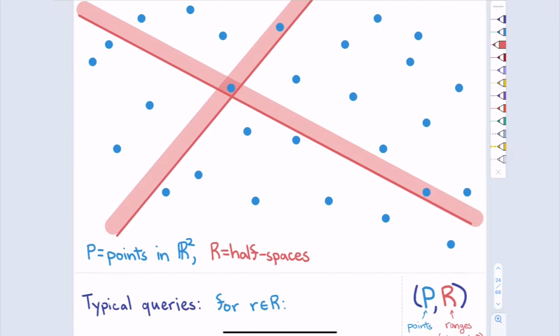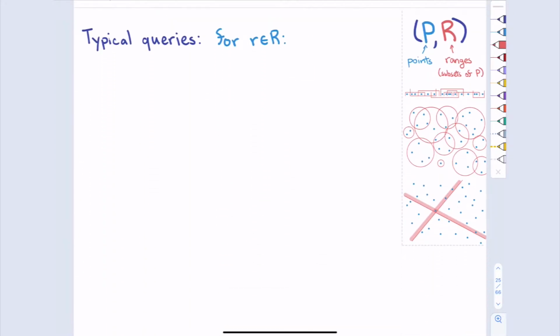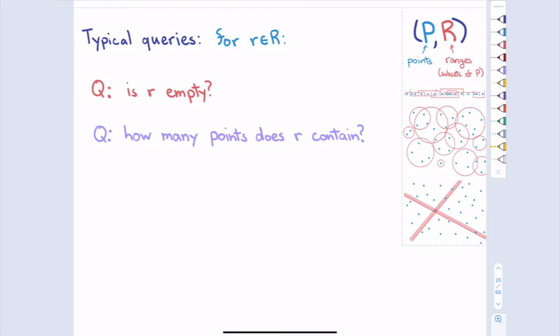So in this context where you have some basic shapes and points, what kind of questions might you ask? Well, you might ask a question like, is some range empty? Here's a disk. Is there any point inside? Or more specifically, how many points are in the disk?